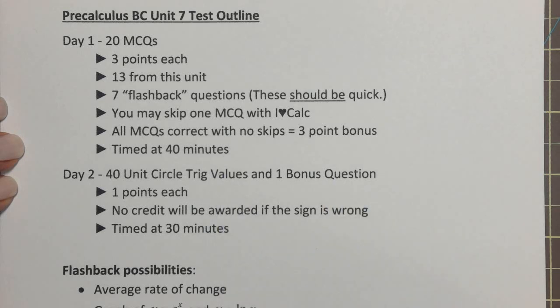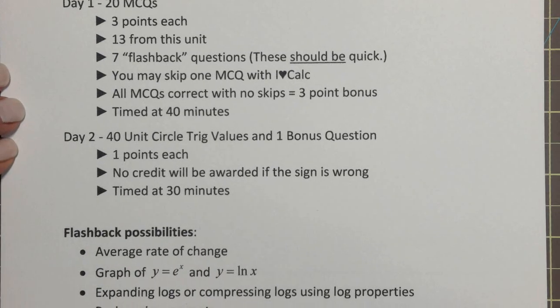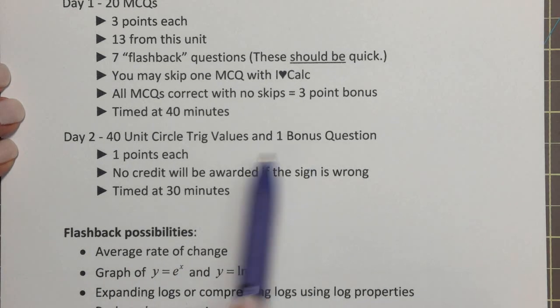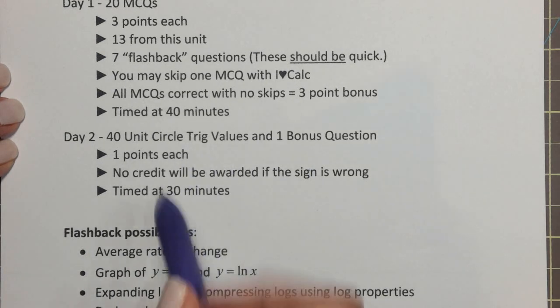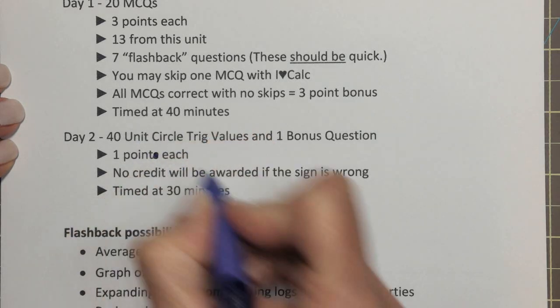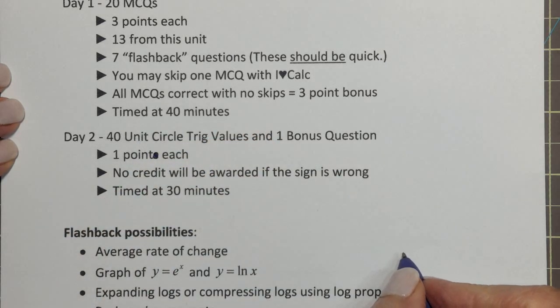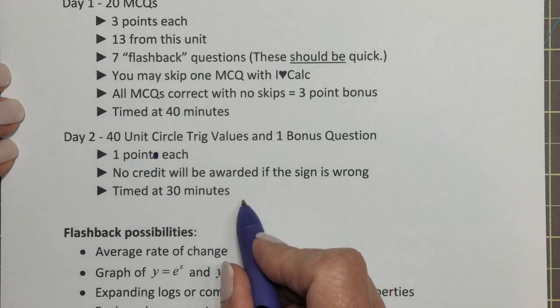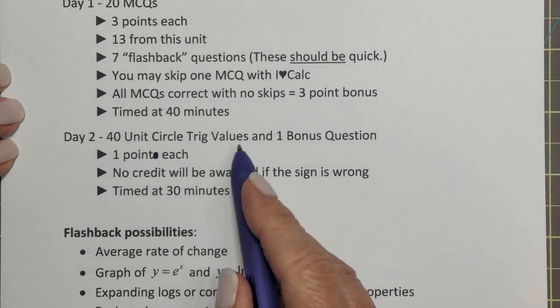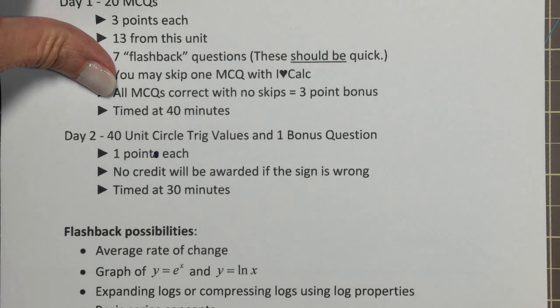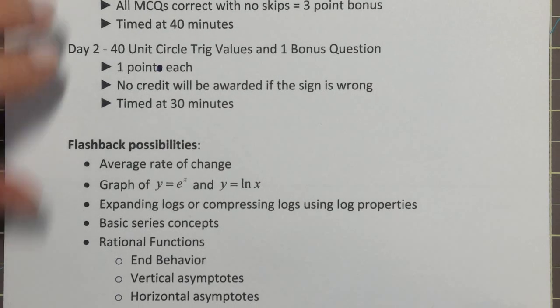Okay. Day 2, 40 unit circle trig values and a bonus question. 1 point each. No credit will be awarded if the sign is wrong. We're going to time this at 30 minutes. So you need to know these unit circle values really, really well. The bonus question we'll try to make a little bit quick.